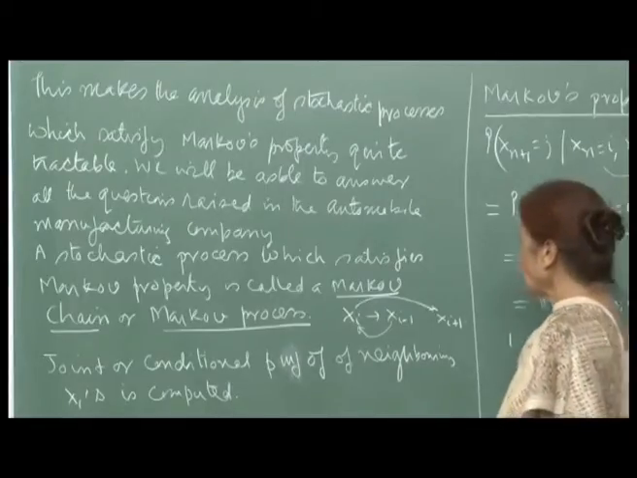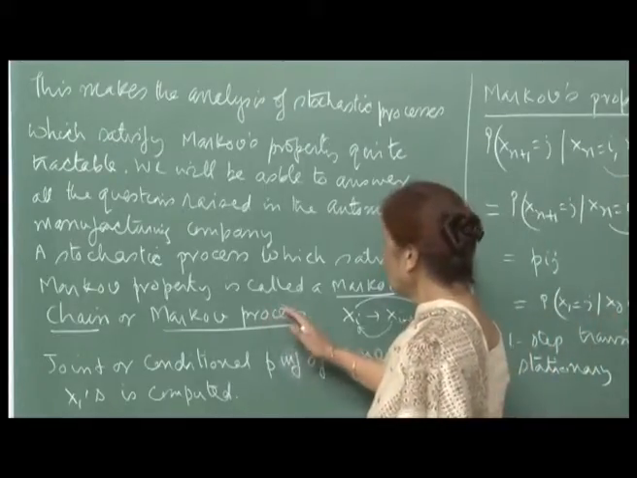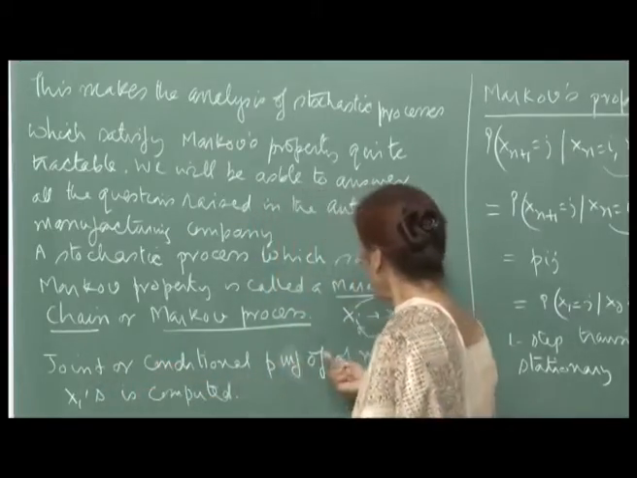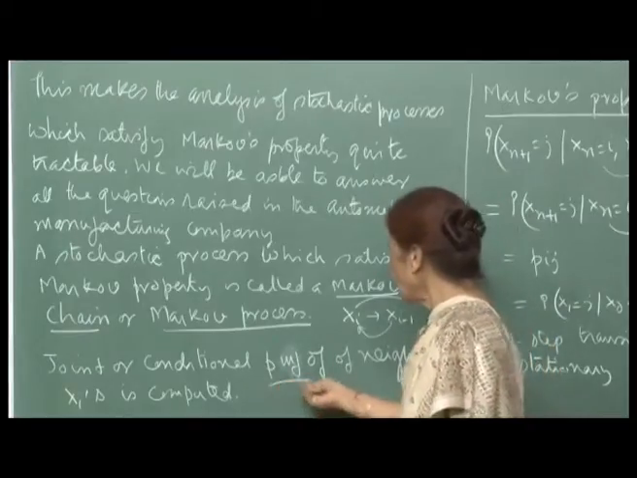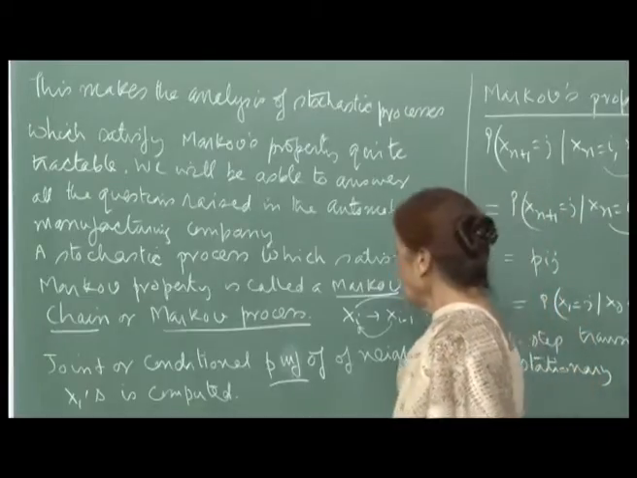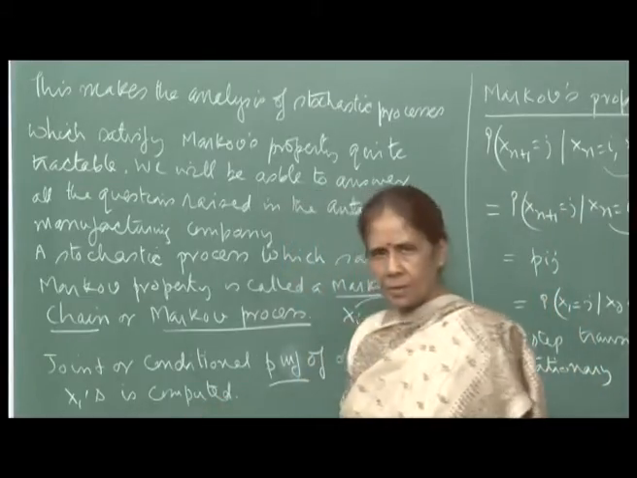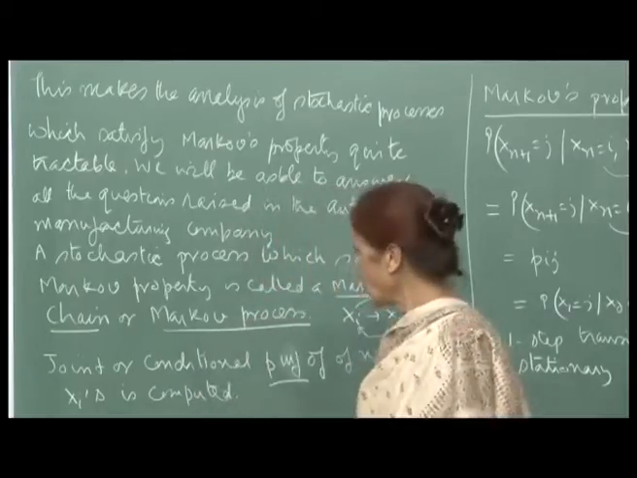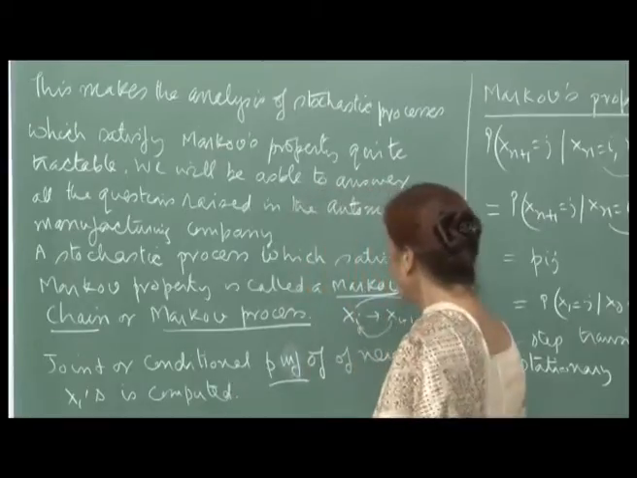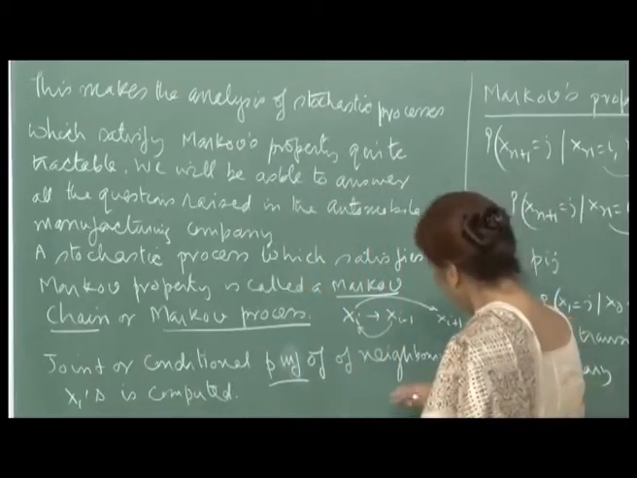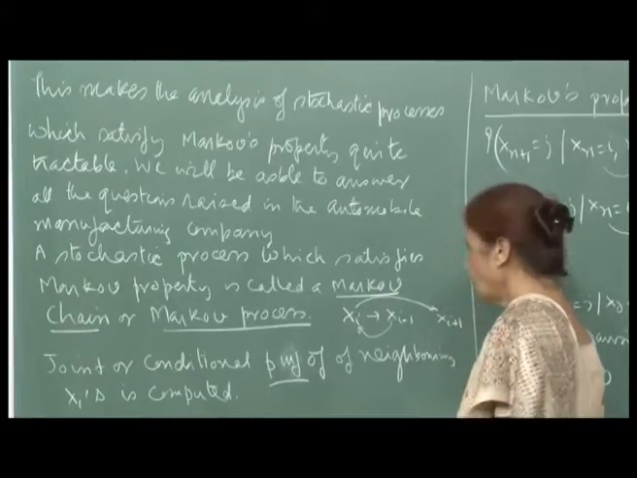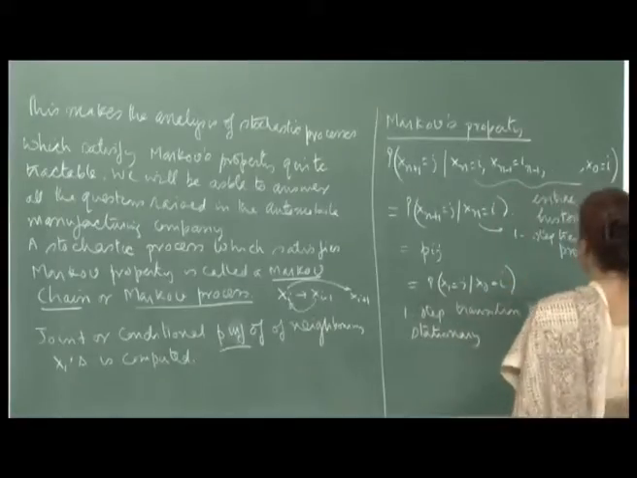So, now what happens is that with the Markov property being satisfied by a process, we just need to compute the joint or the conditional probability mass function. Remember, I am talking about discrete processes. So, the joint or conditional PMF of neighboring Xi's is computed. It simplifies, and therefore, when you have two variables, you can very easily compute the joint or the conditional PMF of two variables, and with that we are then able to analyze the process over the long term.